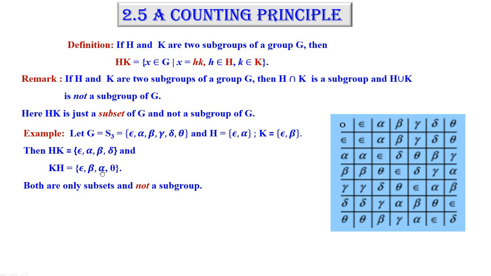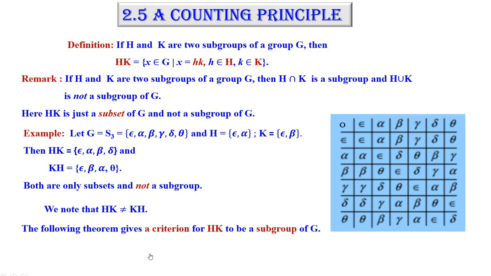In the same way, if you consider alpha with beta, that's delta, and that is not present here. So HK and KH can in general only be subsets and not a subgroup of the given group G. And from these two, we also notice that HK in general need not be equal to KH.